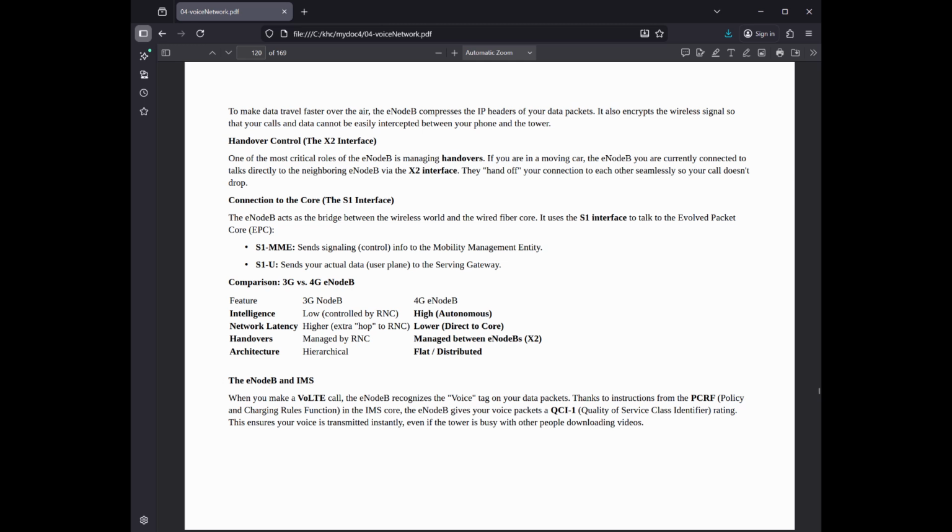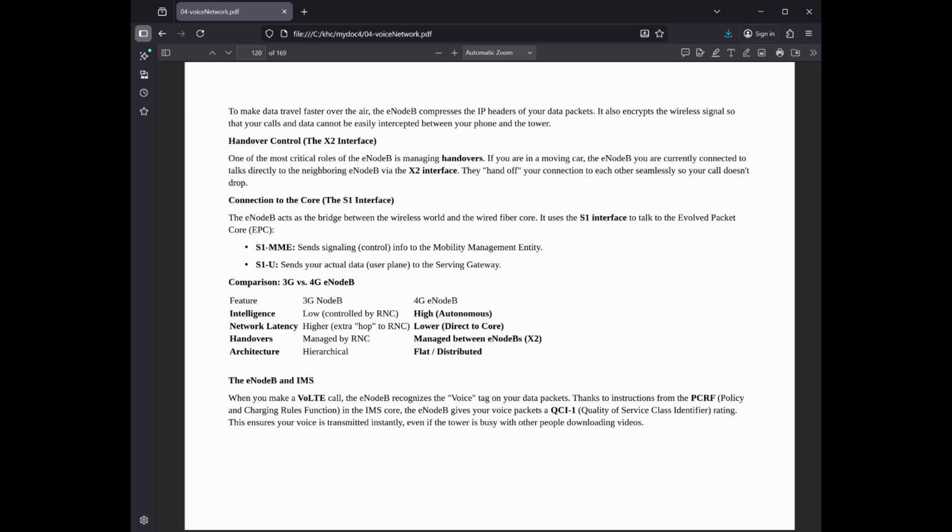The eNodeB and IMS. When you make a VoLTE call, the eNodeB recognizes the voice tag on your data packets. Thanks to instructions from the PCRF (policy and charging rules function) in the IMS core, the eNodeB gives your voice packets a QCI 1 (quality of service class identifier) rating.